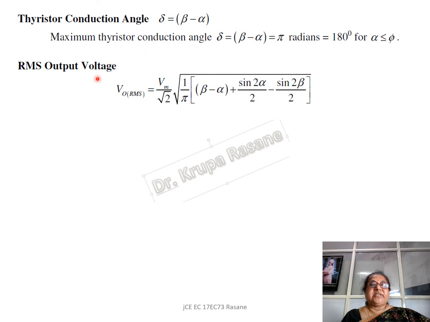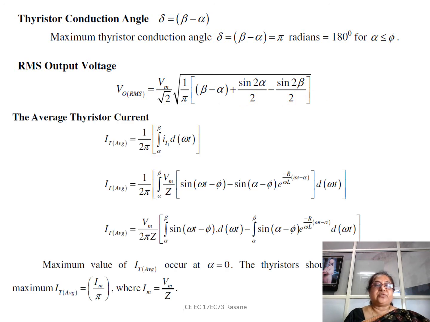RMS output voltage is equal to Vm by root 2 under the root sign 1 by pi into beta minus alpha plus sine 2 alpha by 2 minus sine 2 beta by 2. So this is the expression for the output RMS voltage.